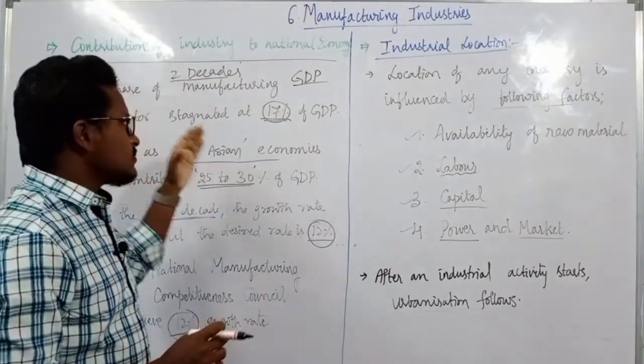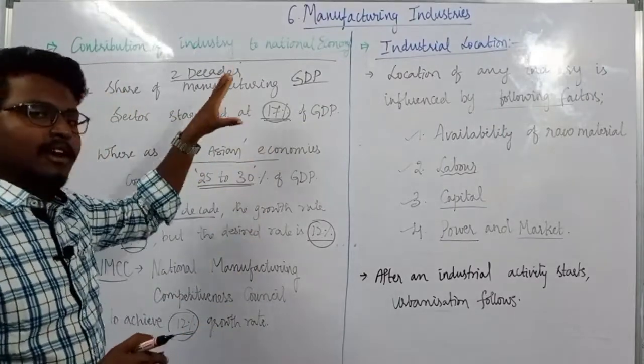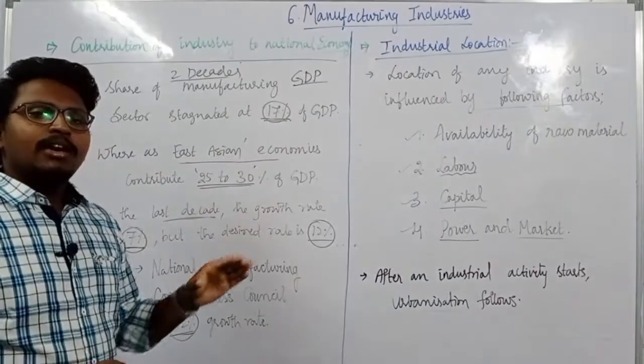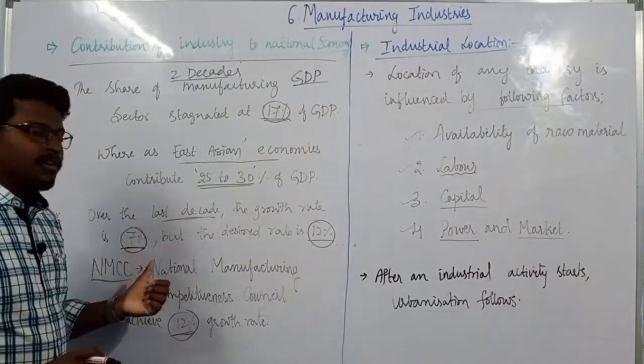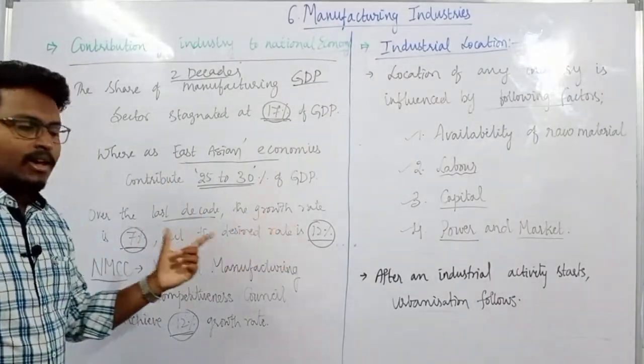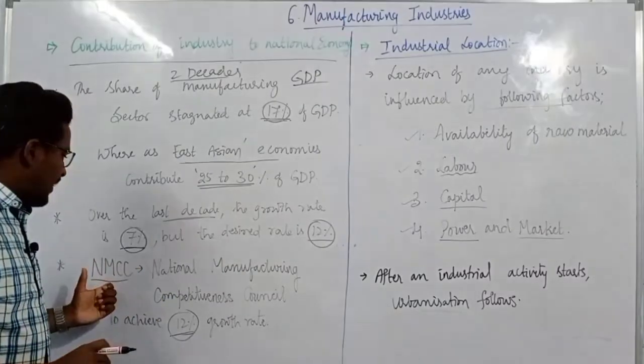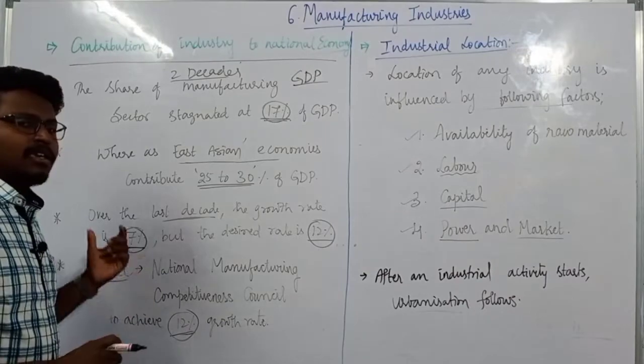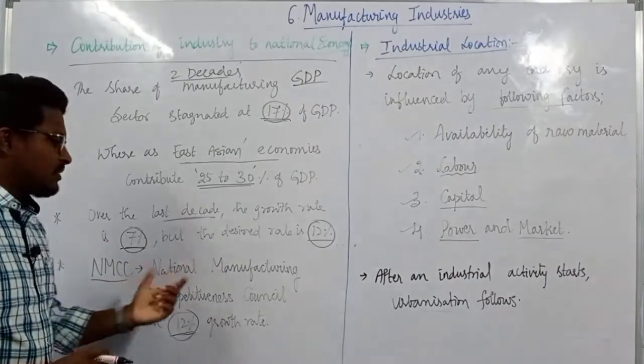So if we can see once again, it is contributing only 17% of the GDP, and the growth rate is only 7%. We need to achieve 12%. And how can we achieve it? The government has set up something known as the NMCC, National Manufacturing Competitiveness Council.